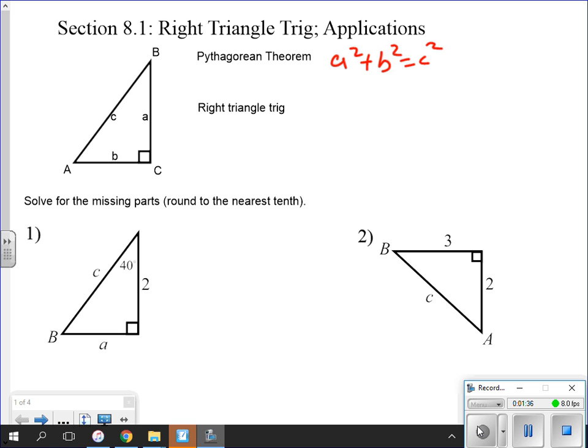And then the other thing you need to know is your right triangle trigonometry. The sine of angle A, it is important which angle you talk about, whether it's angle A or angle B. Sine of angle A is a over c. The cosine of angle A is b over c, because that's the adjacent over the hypotenuse. And then the tangent of angle A is a over b.